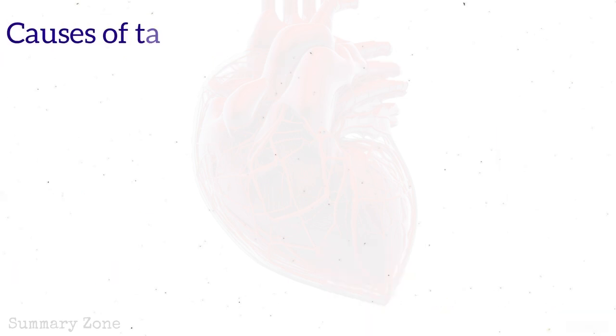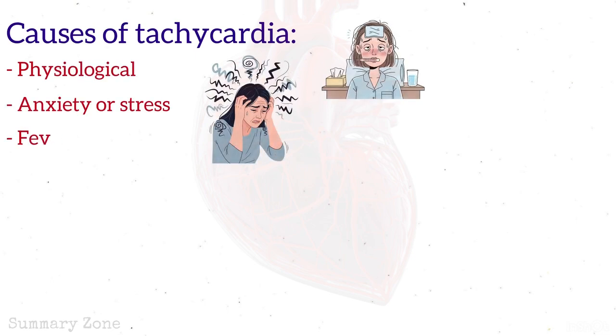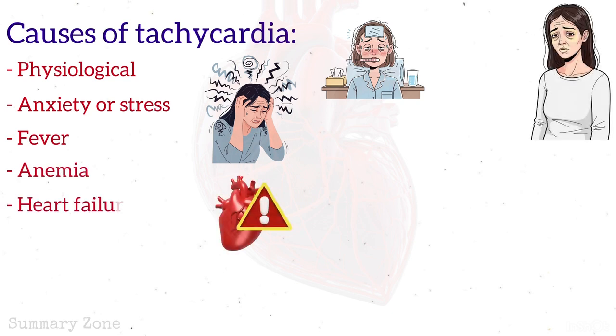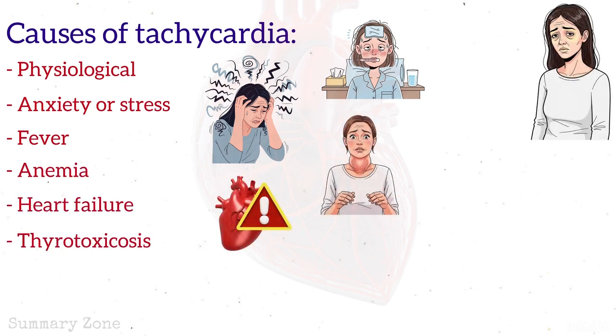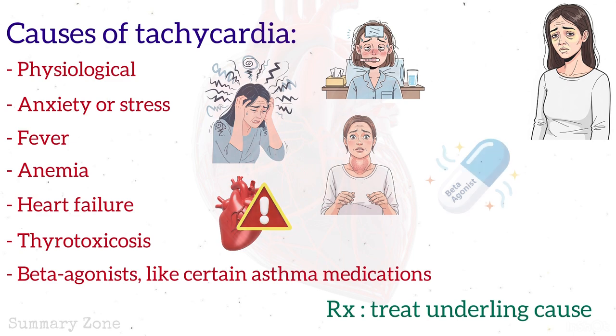So, what causes the heart to speed up like this? The causes are often physiological or a response to an underlying issue: anxiety or stress, fever, anemia, heart failure, thyrotoxicosis, and the use of beta agonists like certain asthma medications. Typically, sinus tachycardia itself doesn't need treatment. The key is to find and treat the underlying cause.